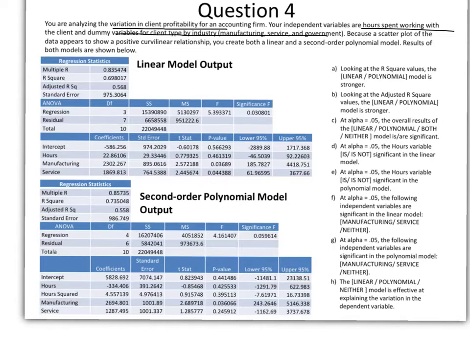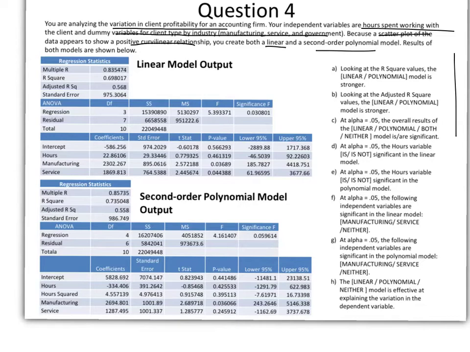The scatter plot here looks like it shows a positive curvilinear relationship. So we've created both linear and second order polynomial models, and we've got results below. So this is basically an interpretation problem here. The first question here, on the right, the models are on the left, and we've got the questions on the right.